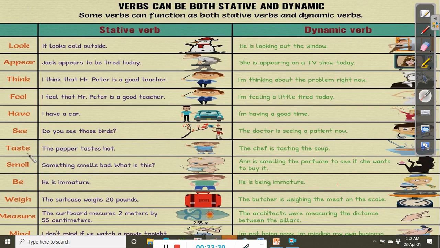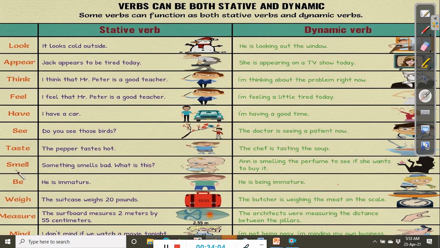The next one is taste. The pepper tastes hot. When it is used as a stative verb to express one of the senses, the sense of taste, it is not used in a progressive sense. But when we say the chef is tasting the soup, we are using it as a dynamic verb.